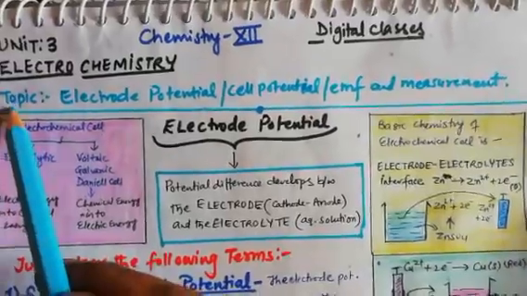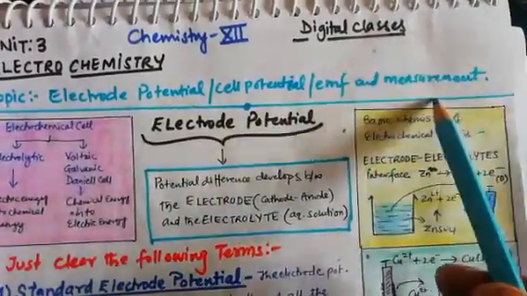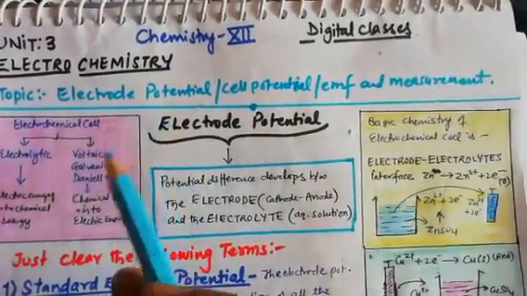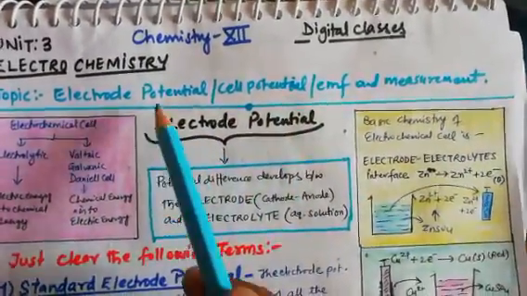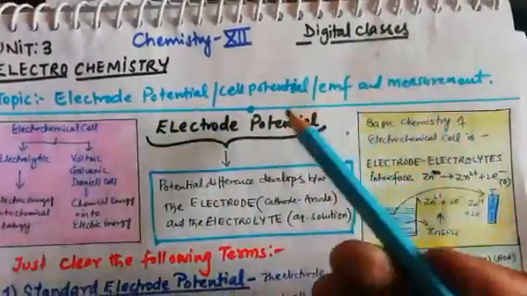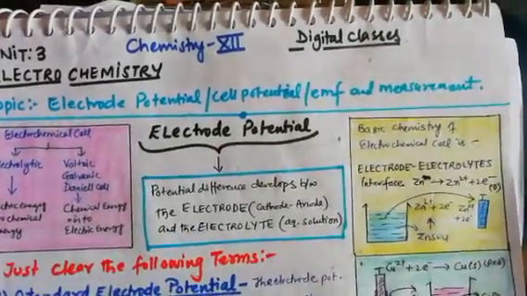Okay. So this topic is electrode potential, cell potential, EMF and measurement. Basically I'm going to clear the doubts in your mind about the difference between electrode potential, cell potential, and EMF, where we generally use them, and how we are going to measure them.